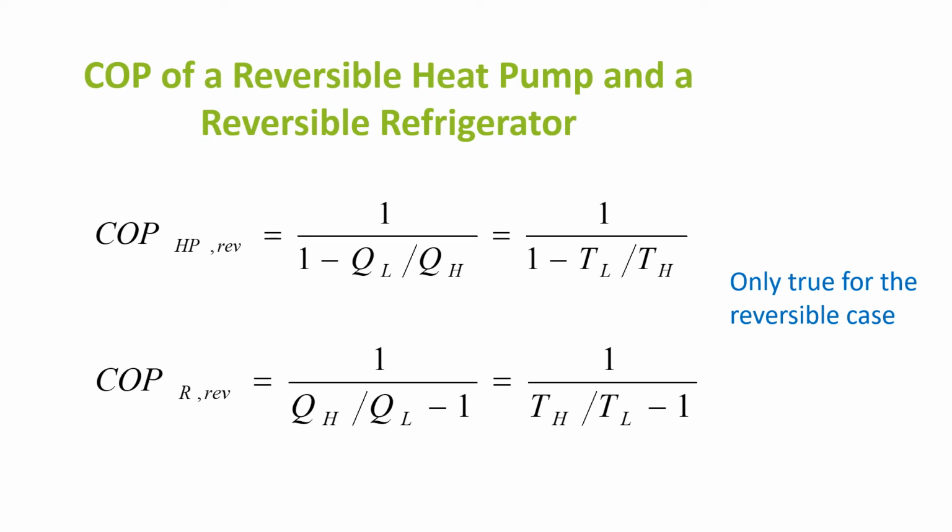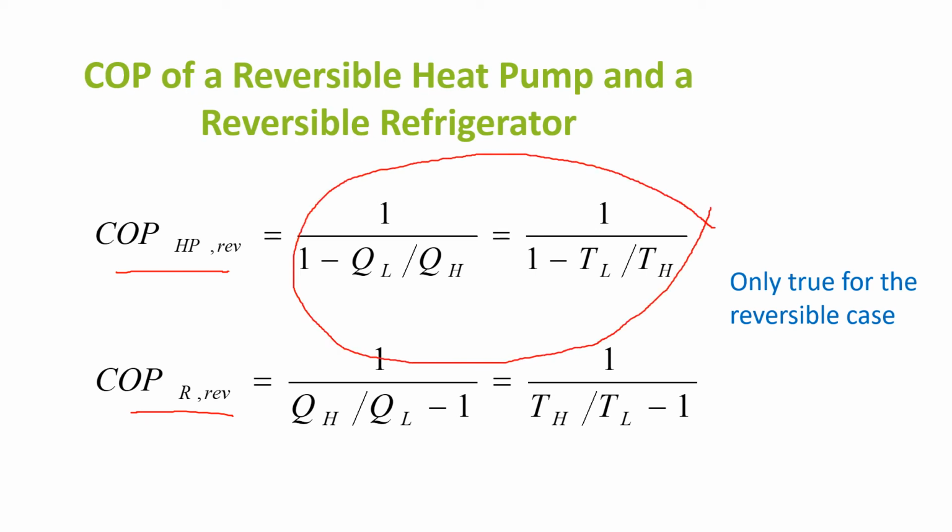And the COP of a heat pump or refrigerator in the reversible case will depend on the temperature difference. And this is only true for the reversible case. Usually in the irreversible case, this won't be the same. So no heat engine can have higher efficiency than a reversible heat engine operating between the 2 reservoirs.